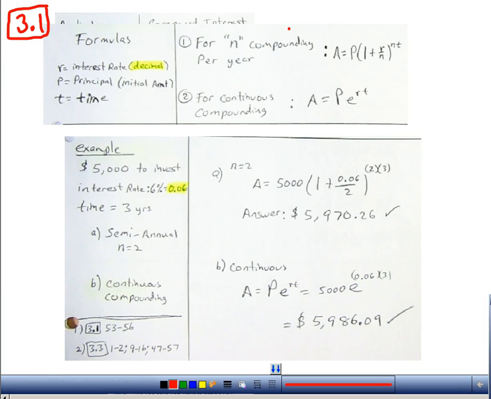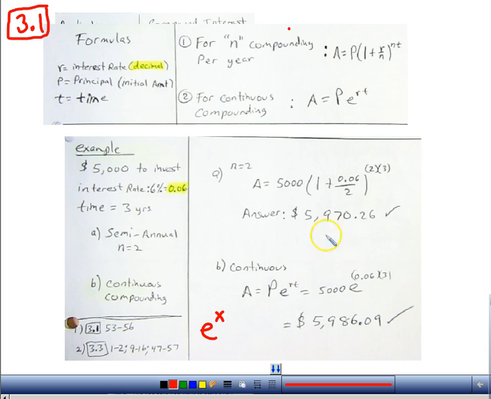All right, so then the calculation, if you have a basic scientific calculator, I suggest you do the exponential first. So that is, find the button on the calculator that says e to the x, hit that, and then parentheses, 0.06 times 3, hit equal, and then times 5,000 at the very end, and the answer should be 5,986.09. Try it on your own calculator.